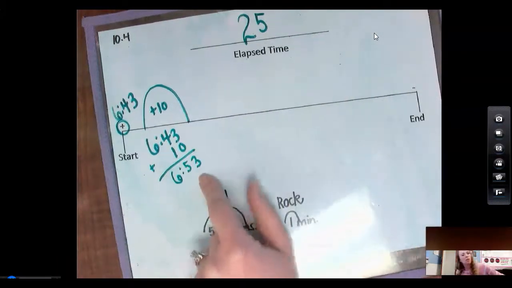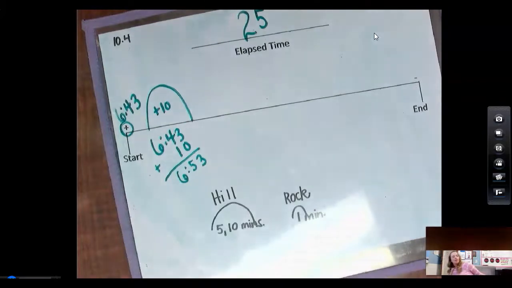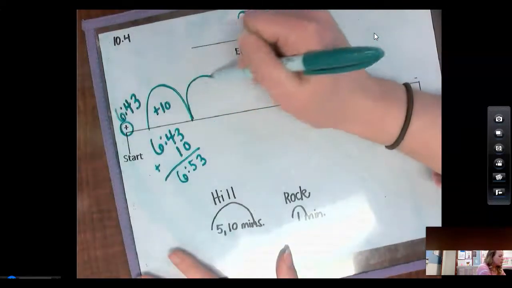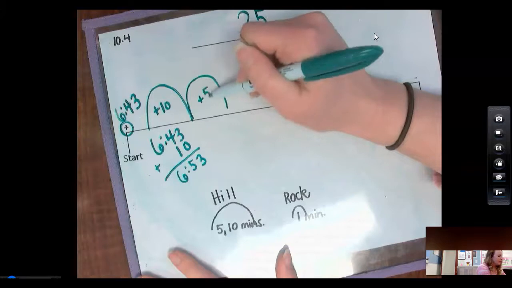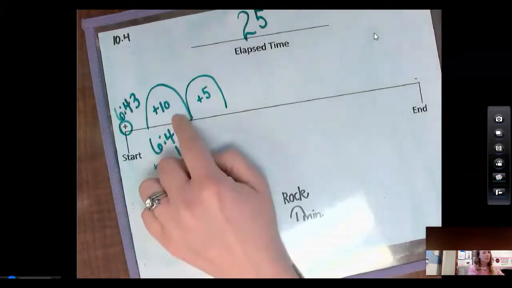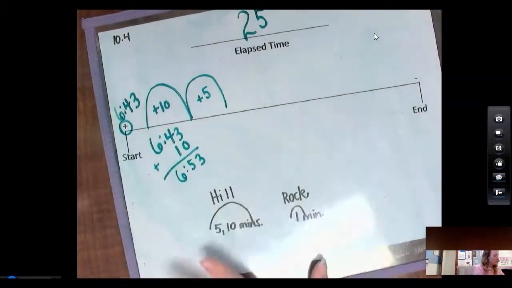Now, you have to be super cautious. Remember, we said that we can't go past 60. So if I did a 10, that would put me at 63, so that's way too much, so we can't do that. So on this one, we're going to do a plus 5. Okay? And that takes us to 10:15. We're still not at 25 minutes yet.